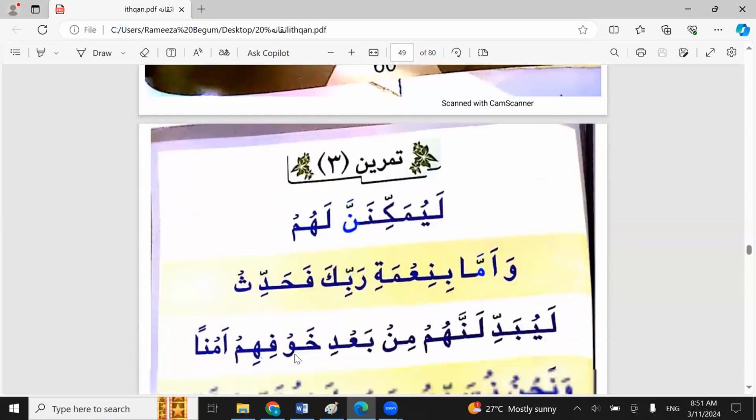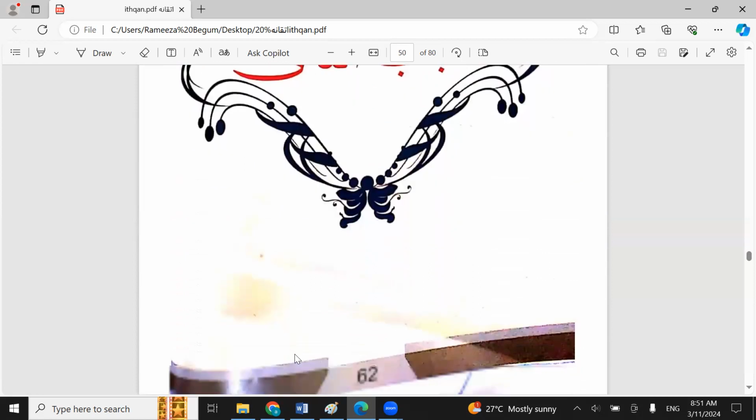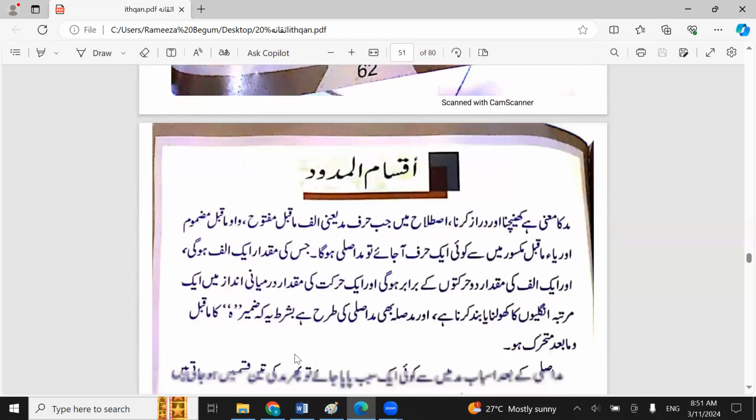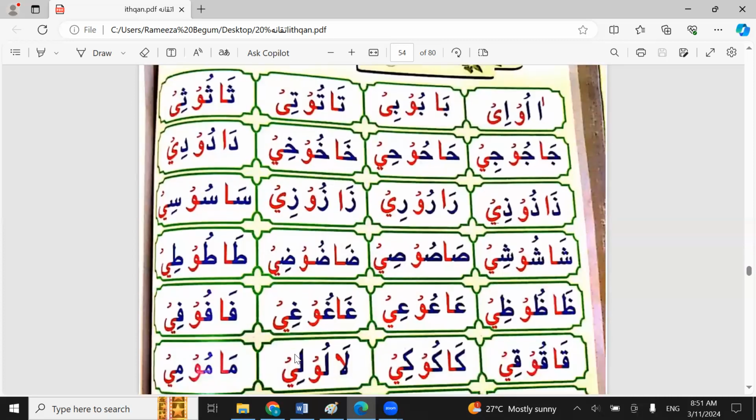Now we have one more page, the last page in our reading session, which is the long vowel. Till now, we have learned the short vowel letters and how to pronounce them, the sukun letters, joining the two letters, and the shadda letters, reading the letter twice when there is a shadda above. Now we have this interesting and very important session in our reading: the long vowel letters, and how to read them.